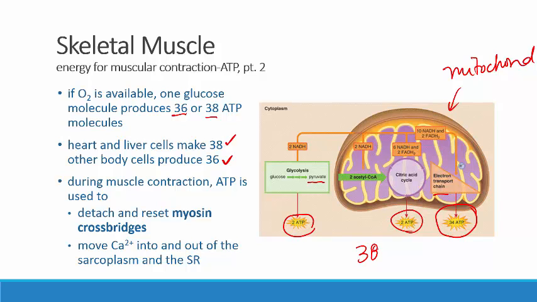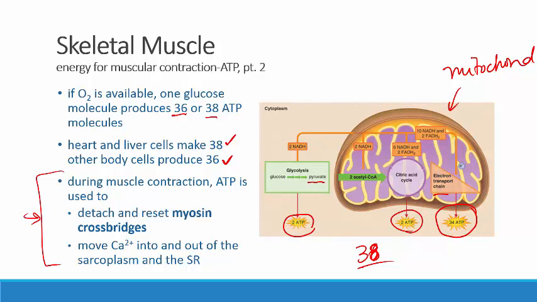So there's a total then of 38. So this must be in a liver cell or in a heart cell, because we're making a total of 38 ATP here. So that's making ATP. We can get a lot of it from one glucose molecule. And during muscular contractions then, here's how it fits back into the processes of muscle contraction.